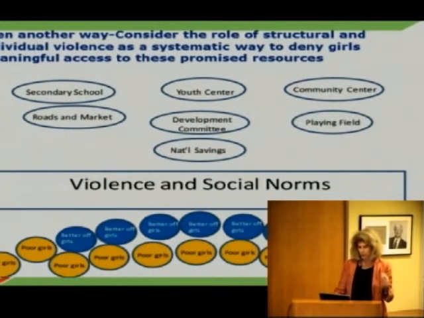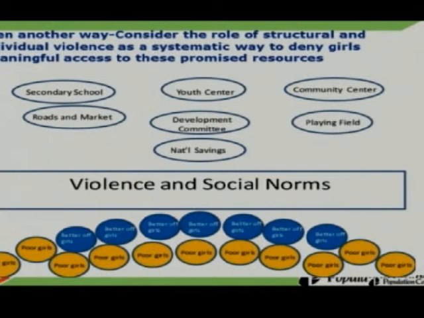Let's look at it literally as almost a plan of disinvestment. On the one hand, we're going to make these promises, the secondary school, the youth center, the playing field, the national savings. But what can we do to make sure that these girls don't actually use those resources? Well, violence and acting with impunity against these populations is as if there's a ministry of disinvestment, blocking those girls from access to things that they have unalienable rights to, and that in many cases have even been funded based on these girls' needs.